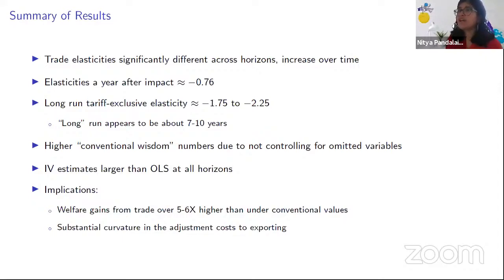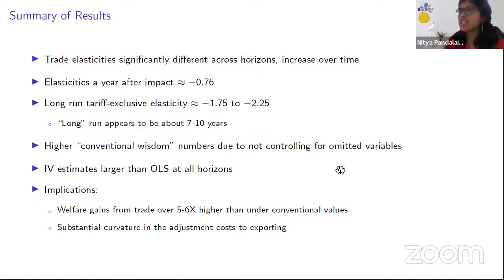commonly seen before. And we're going to show you that these higher conventional wisdom numbers are simply because of not controlling for omitted variables. So this is omitted variables bias. This is not because of our instrument. In fact, our instrument actually delivers estimates that are larger than OLS at all horizons. And so I'm going to walk through this pretty carefully.